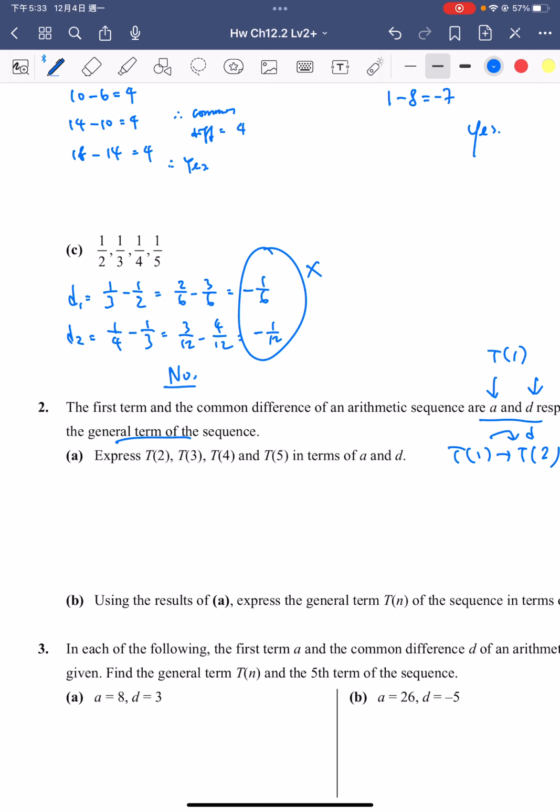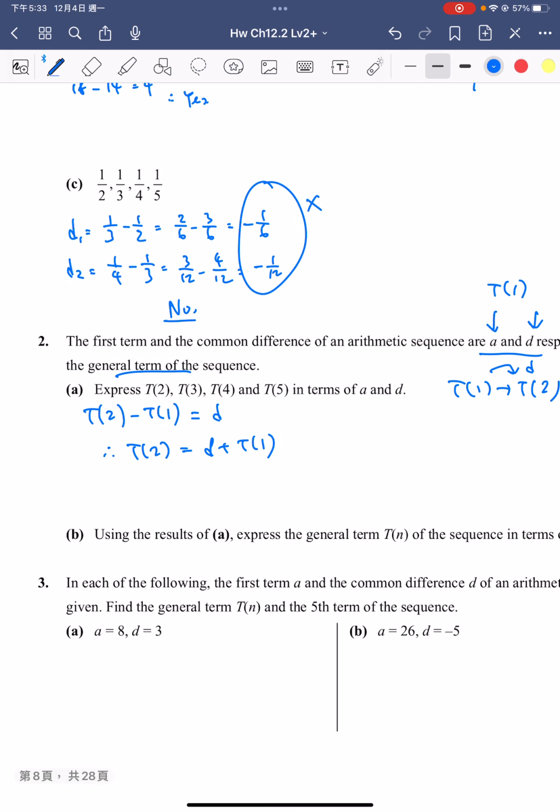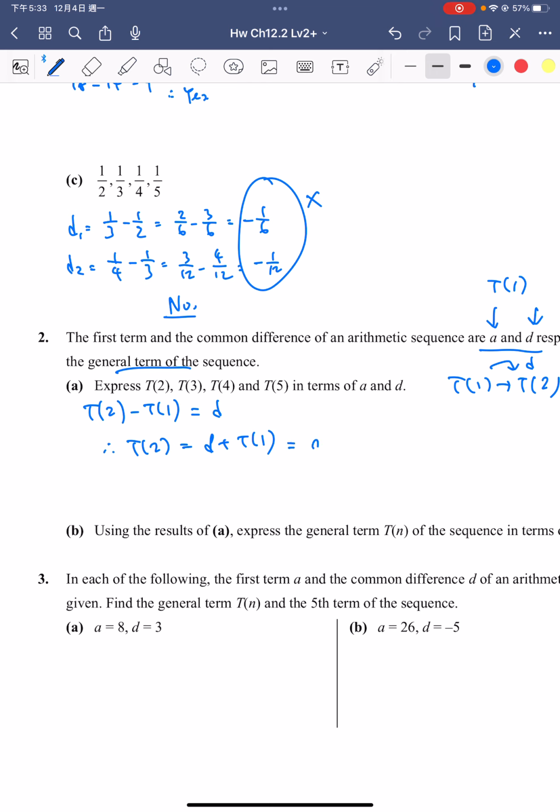For T2, we have T2 minus T1 equal to the common difference d, isn't it? So we can say that T2 is equal to d plus T1. We just move this T1 to the right-hand side, so it becomes positive. As T1 is equal to a, we write it as a plus d. Okay, do the similar thing: T3 is equal to a plus 2d, T4 is equal to a plus 3d, and T5 is equal to a plus 4d.